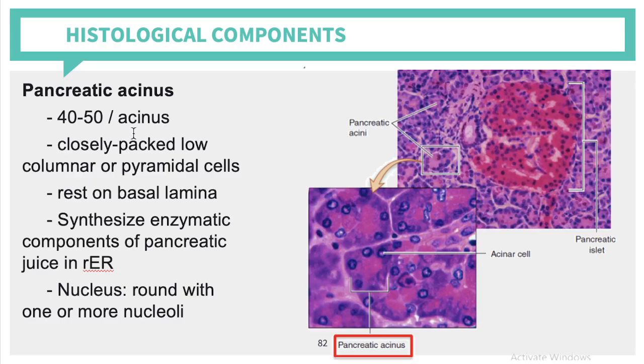Pancreatic acinus, they are closely packed. They are formed of your columnar or pyramidal cells, no? And they synthesize the enzymatic components of your pancreatic juice. Remember, for your digestion, okay? So therefore, this portion here, we take a picture here, pinalaki natin. So therefore, this is now the exocrine portion of your pancreas.